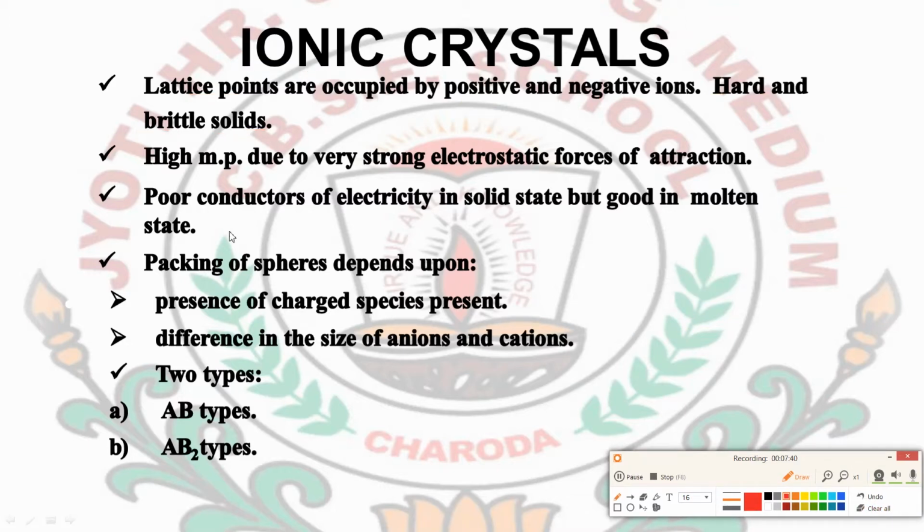Next, high melting point. They will have a high melting point due to very strong electrostatic force of attraction. I have discussed this before also, that due to the presence of ions here, they will possess very strong electrostatic force of attraction between them, and due to this reason it will be very hard to make them lose each other. To make them far away from each other, this positive and negative ion, a very high amount of energy will be required here. So hence they will have a high melting point.